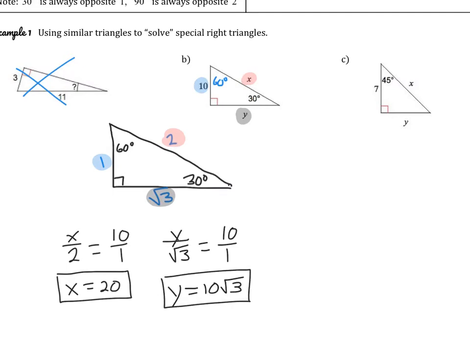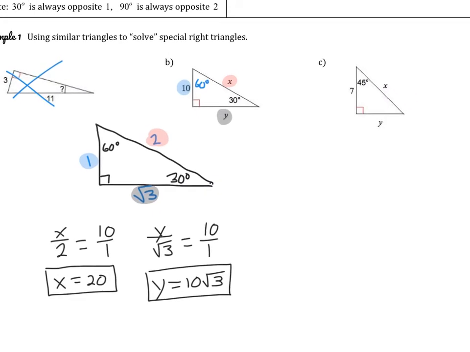So again, we can draw our own special right triangle, hence creating a set of similar triangles, and then we know that the side lengths are proportional. So we can find any missing side using those proportions.